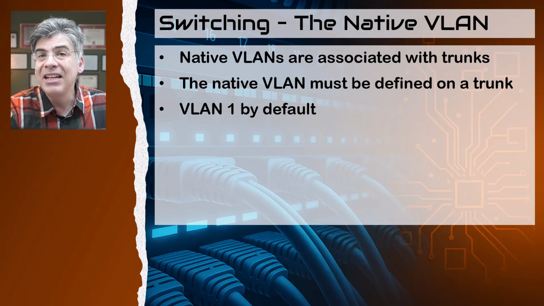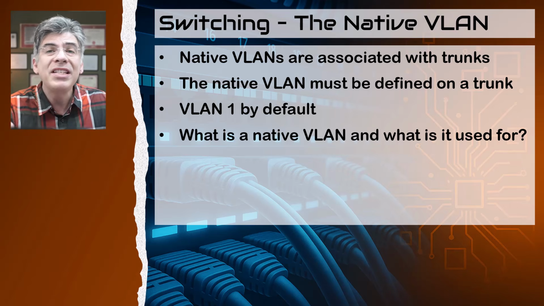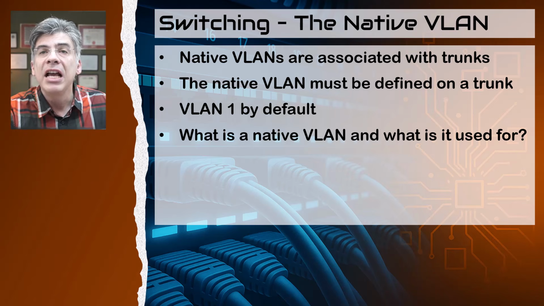What is the native VLAN? Other than ensuring it's the same on both ends of a trunk link when you configure it, what is it for and why does it even exist? To answer this question, let's review how trunk ports work.